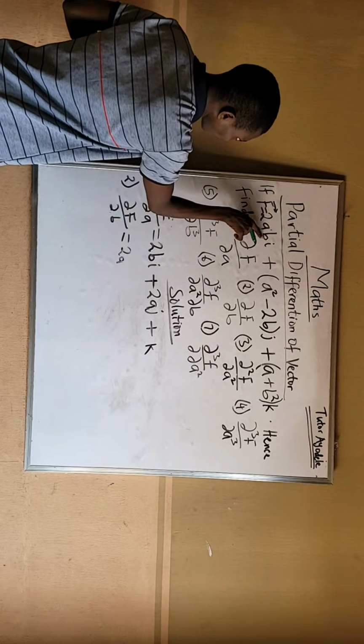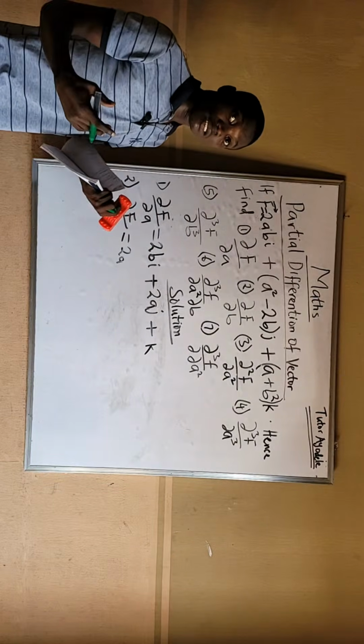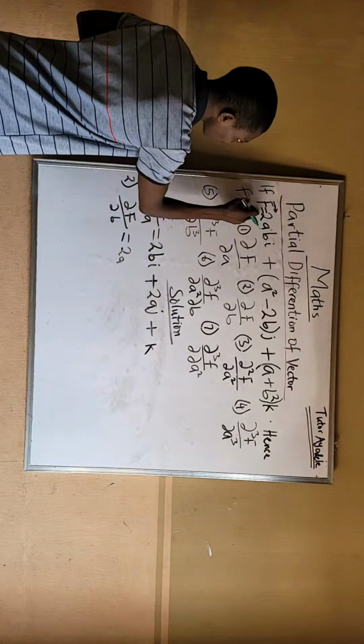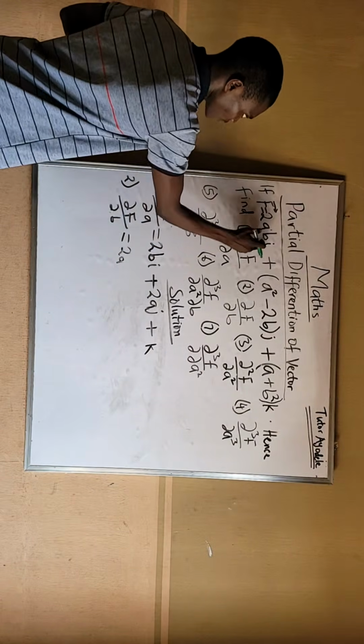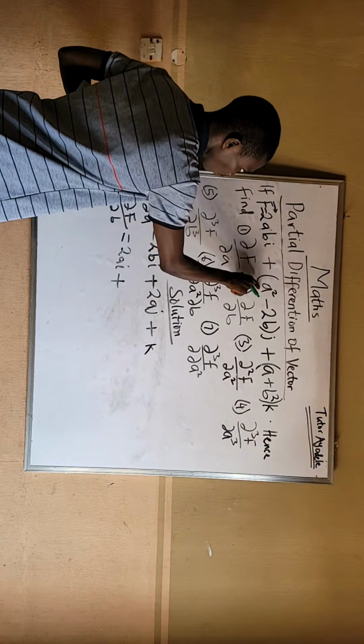Now, before I put i, I will differentiate b. When I differentiate a, it will give me 1. Likewise, if I differentiate ordinary b, it will also give me 1. Well, 1 times 2a will still give me 2a. Just put the i at the back. Plus, this will change to 0 because there's no b here.